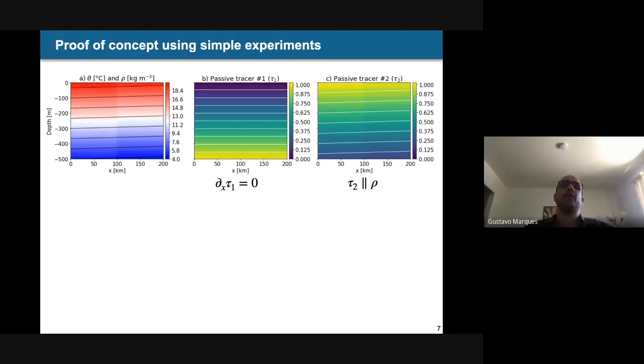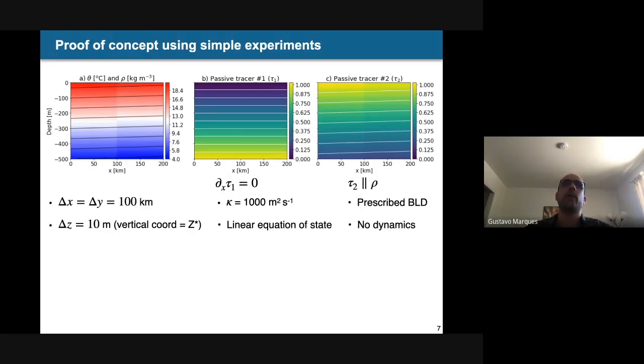So that's the initial condition for temperature and density. Then on top of that, we apply 2 passive tracers. Passive tracer number 1, which I call tau1, has no horizontal gradient, so lateral diffusion should be 0 here. And then passive tracer number 2, which I call tau2, is parallel to the isopycnals. So we expect the neutral diffusion will be 0 or very small in this case, because the neutral diffusion scheme is not perfect. The resolution is 100 kilometers in the horizontal to mimic our typical 1 degree type of model that needs this kind of parameterization.